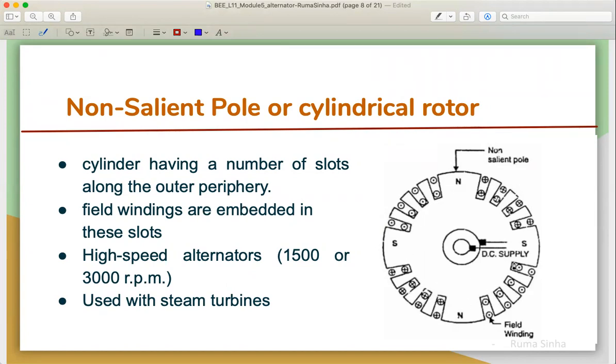It's a cylindrical shape. It has the conductors placed like this, and these conductors are connected, and that gives us the field winding. Here we can see that the air gap is uniform. Because it is cylindrical, in the outer part of this, we'll have the stator frame, where we again have the armature conductors placed. So in between this rotor and the stator, the air gap remains uniform throughout.